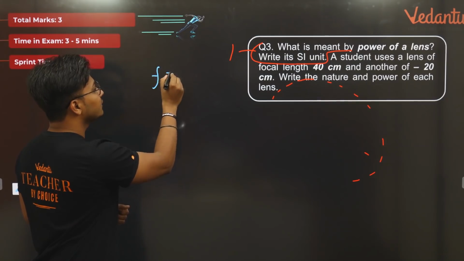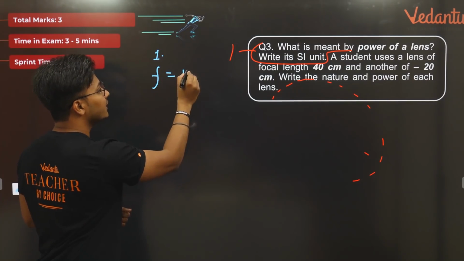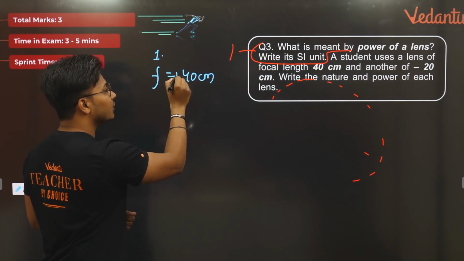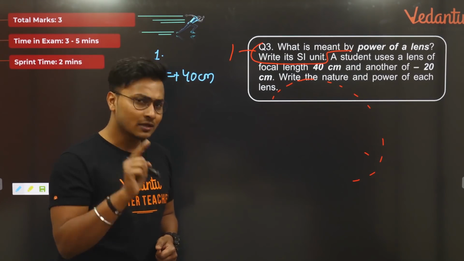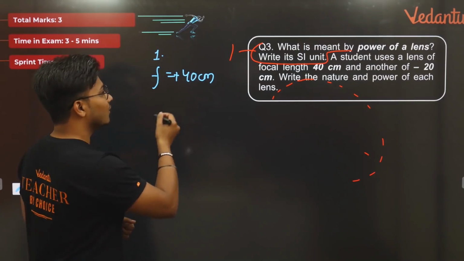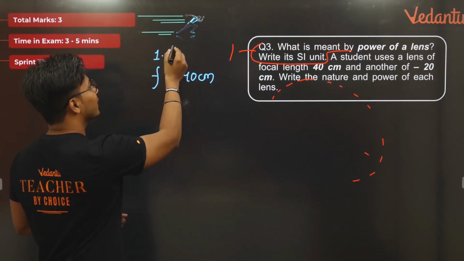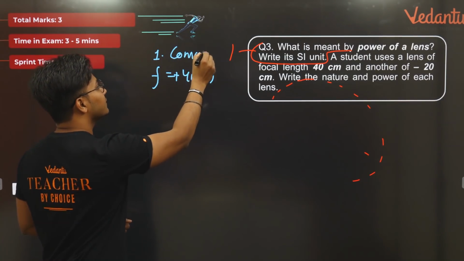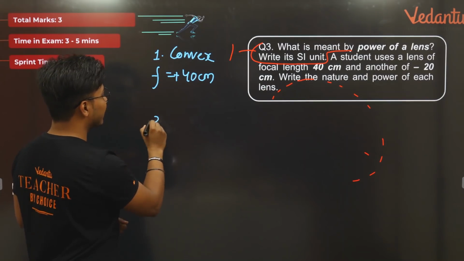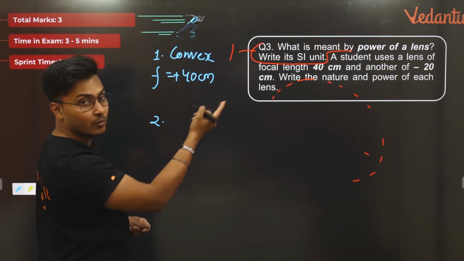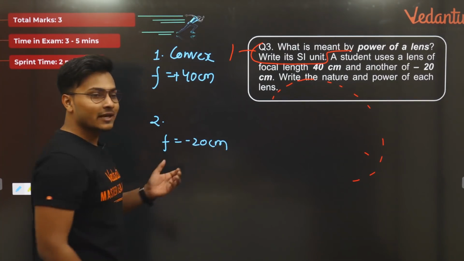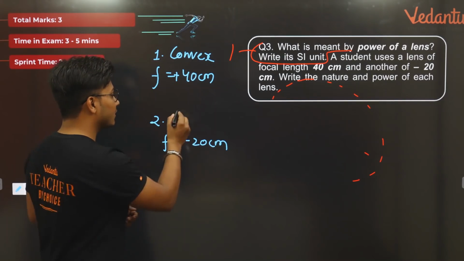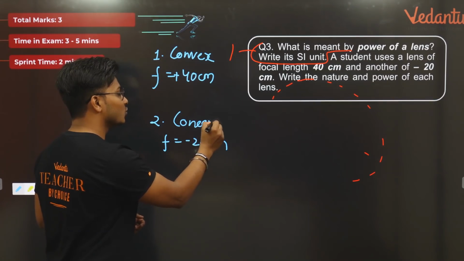Since the focal length in the first scenario is 40 centimeter and it's a positive value, I'm pretty sure you know which lens has a positive focal length. It's a convex lens. Hence, the nature of the lens is convex in the first case. And we'll go ahead for the second case. Second case में आपको जो मिला है, obviously आपको मिला है focal length negative. So f is minus 20 centimeter. Which lens has a negative focal length? The answer is concave lens. Exactly correct, guys. You guys are super smart.